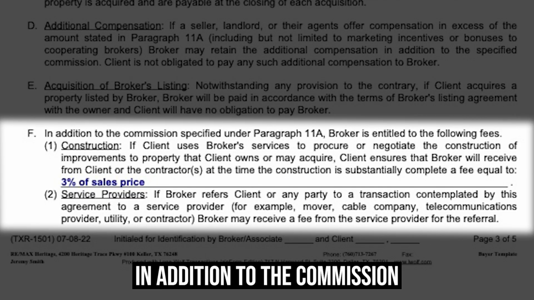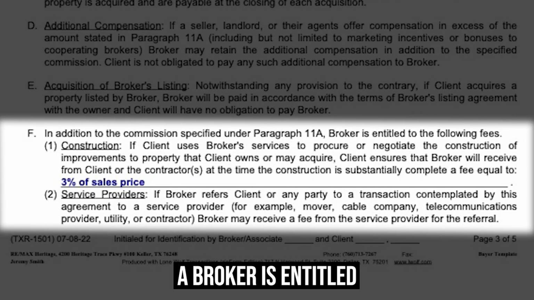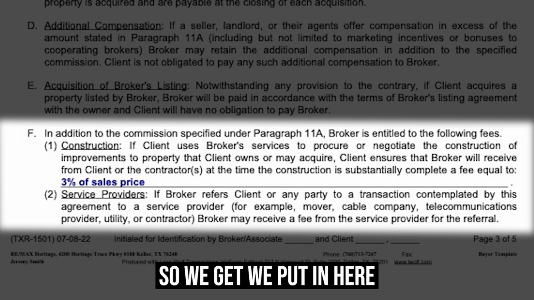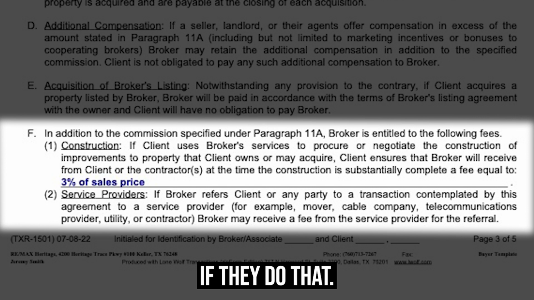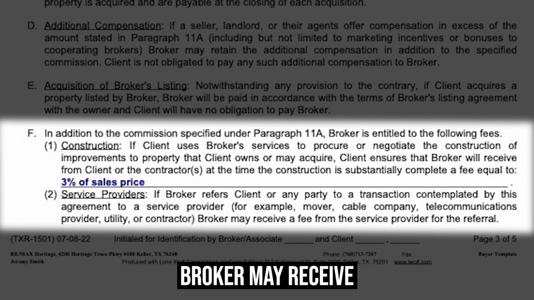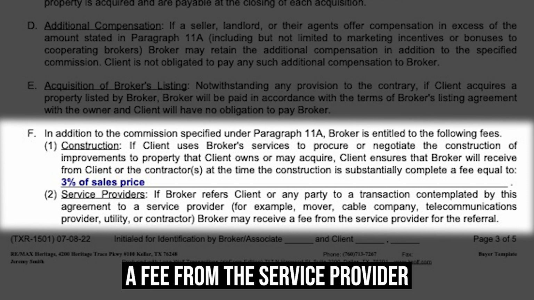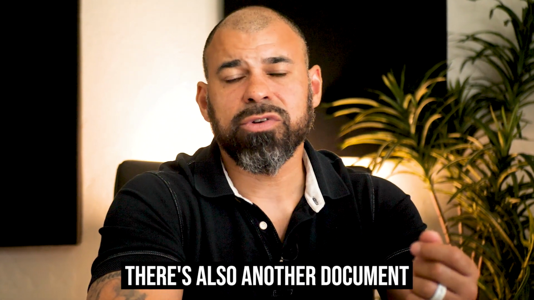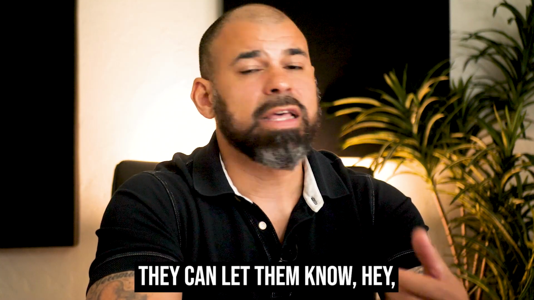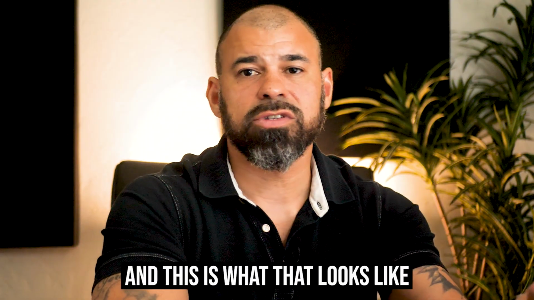Paragraph F says in addition to the commission specified under paragraph 11A, broker is entitled to the following fees. It talks about construction. So we put in here that we're going to get 3% from new construction if they do that. We also have this section that says if the broker refers client to any party to a transaction contemplated by this agreement to a service provider, movers, cable company, telecommunications, broker may receive a fee from the service provider for the referral. Right? There's also another document that you'll use if you have this sort of setup that can let them know, hey, we're going to get compensation. This is what that looks like.